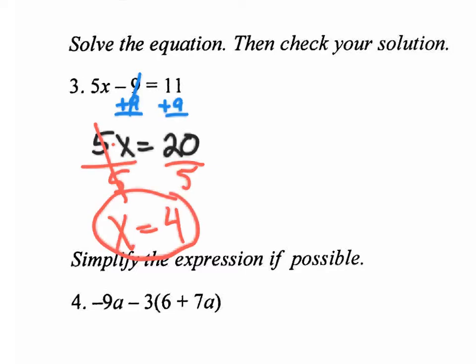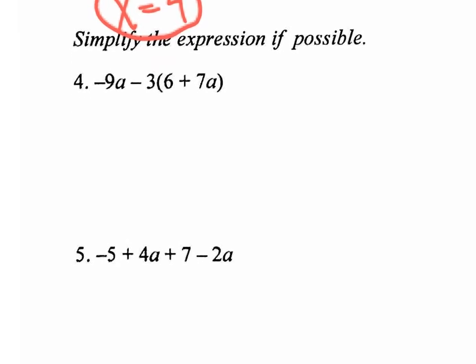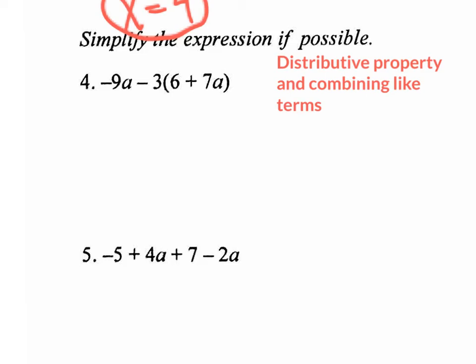So that's solving. But look at number 4. Number 4 is not solving. Number 4 is simplifying. Again, what does simplify mean? Distributed property and combining like terms. So, is there any distributed property?